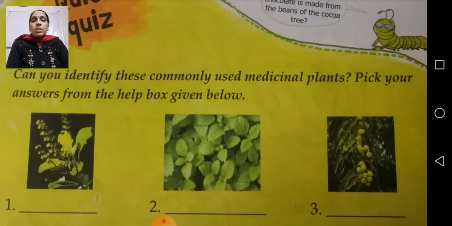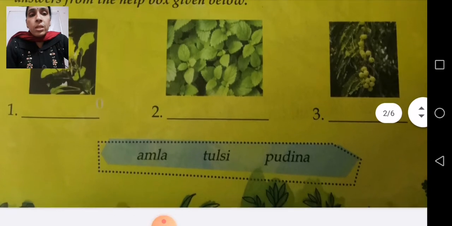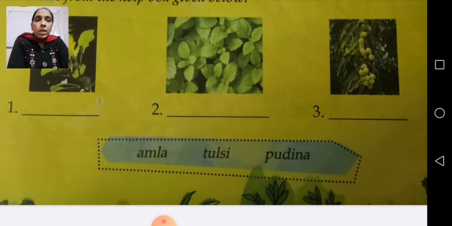So what is the answer of the first one that you can tell? That is tulsi. Number 2 is pudina, and number 3 is amla. So these three plants are there.